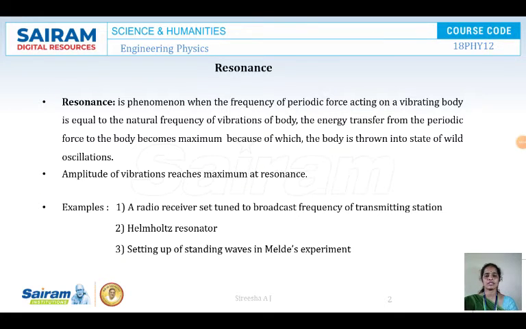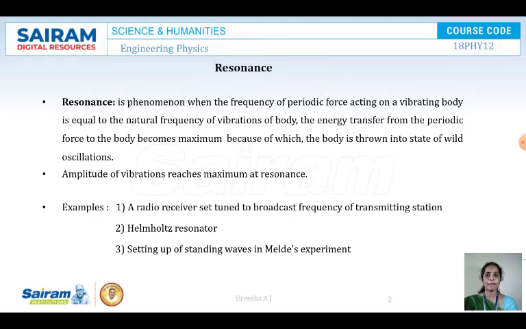What is a resonance? In the previous session we have seen the forced vibrations, in which when P is equal to omega, the amplitude is maximum. That condition is called resonance. Resonance is a phenomenon when the frequency of the periodic force acting on a vibrating body is equal to the natural frequency of vibrations of the body. The energy transfer from the periodic force to the body becomes maximum, because of which the body is thrown into a state of wild oscillations.